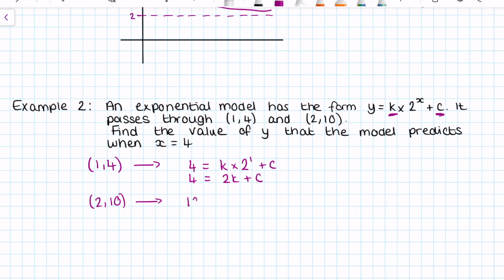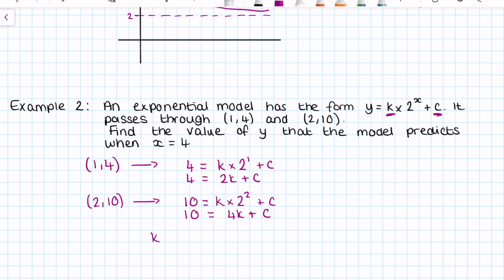Sub that in and we get 10 equals k times 2 to the power of 2 plus c, which simplifies to 10 equals 4k plus c. Now we have 2 linear equations and you can solve that on your calculator. Remember, you can use the simultaneous solver function, or you can graph them both and see where they intersect. When you solve this, you will find that k equals 3 and c equals -2.